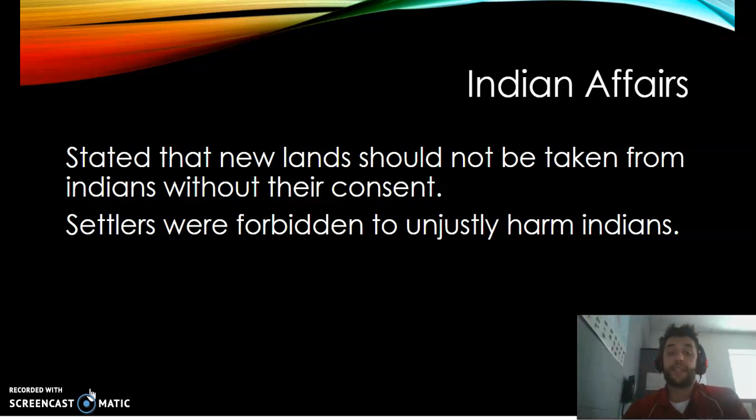Also, Indian Affairs stated that new land should not be taken from Indians without their consent. Settlers were forbidden to unjustly harm Indians. We didn't really listen to this part of the Northwest Ordinance. We still very much pushed Indians off their land and fought them on numerous occasions.